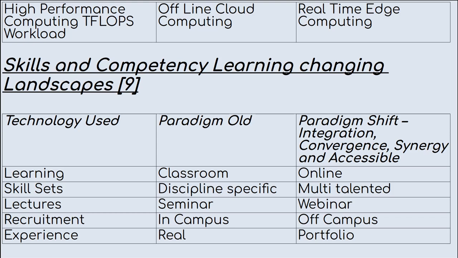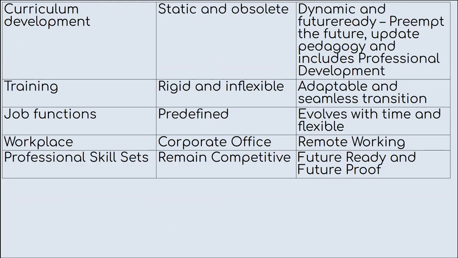Now let us look at some of the changing landscapes witnessed in skills and competency learning for students. Learning from classroom to online, skill sets from discipline specific to multi-talented, lectures, seminar to webinar, recruitment in campus to off campus, experience, real to portfolio, curriculum development, static and obsolete to dynamic and future ready, which preempts the future, updates the pedagogy, and includes professional development.